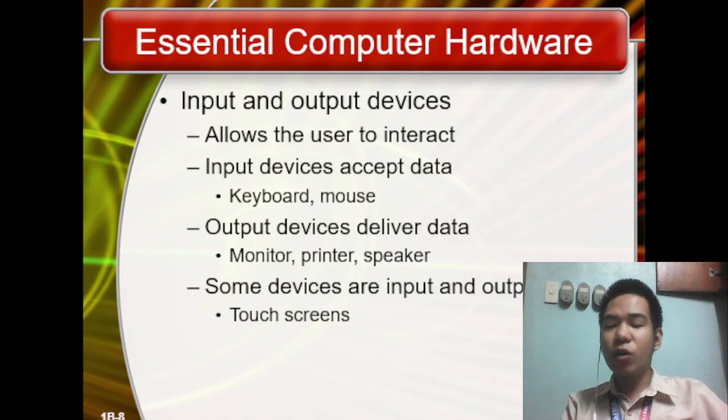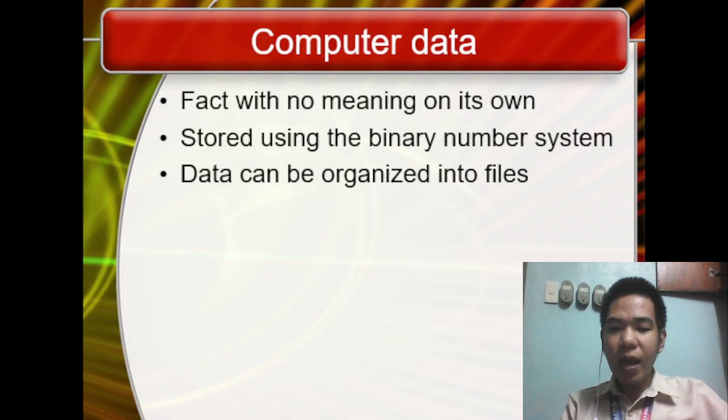Okay. And there are also some other devices which can be considered as an input and output at the same time. Your smartphones are considered to be as an input and output device because at the same time you get to input something and then you get to view things. So touch screens, that includes your smartphones. And computer data.